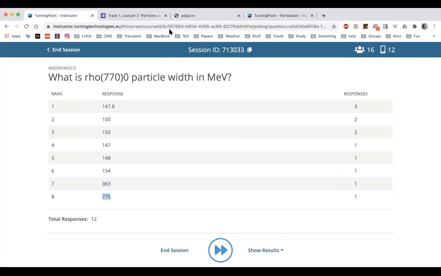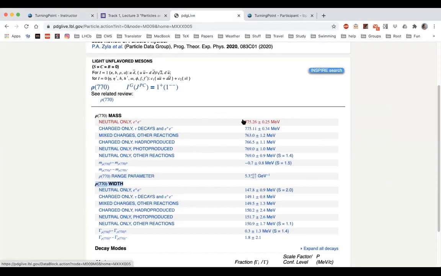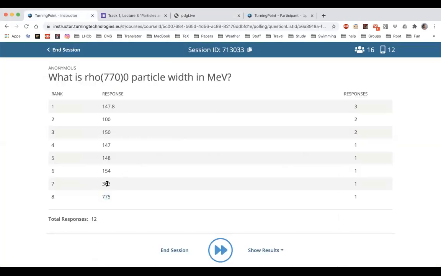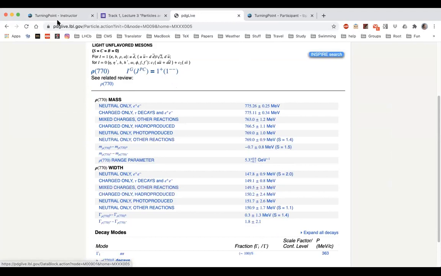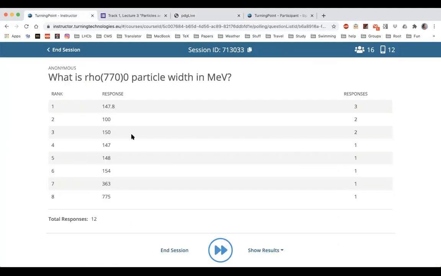So one of them inputted the mass, 775. So it's a number on the top. So it's rho mass. But the question was about the width. So the numbers should have been one of these two, these ones. And one person inputted 363, but this I'm not sure where it comes from. So it's not here. In any case, the width should have been 150. And here it's an interesting thing to compare this number 150 with the actual mass, 770.